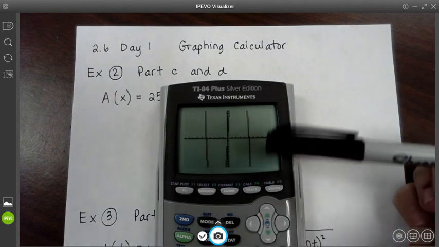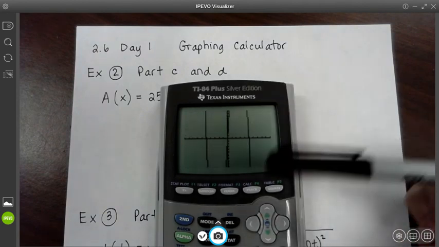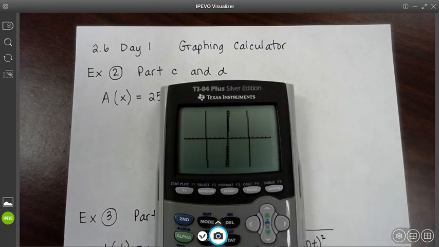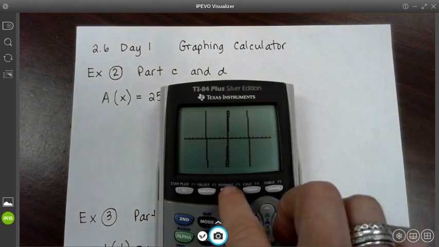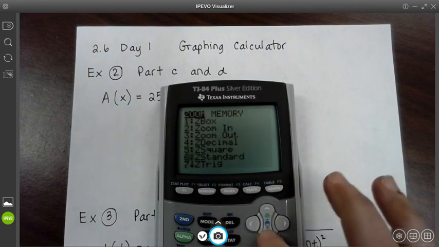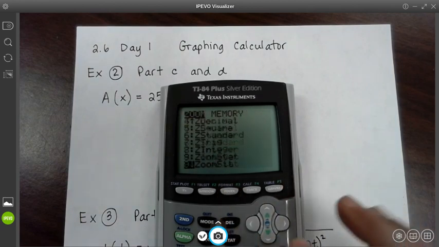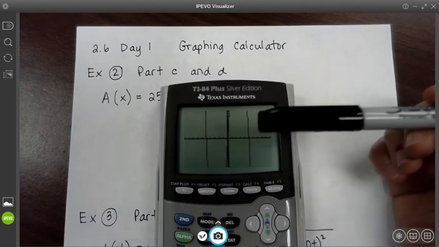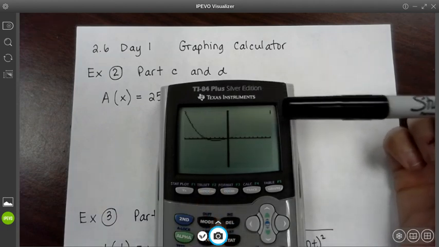Right now, my window is set to zoom standard, where it's -10 to 10 in all directions. So that's obviously not a great window. If you're not sure what window you should be setting it to, you could try the zoom fit option. It's not always that great, but it gives you some place to start. Zoom fit is option number 0, and then it will change the window to a better window for you.